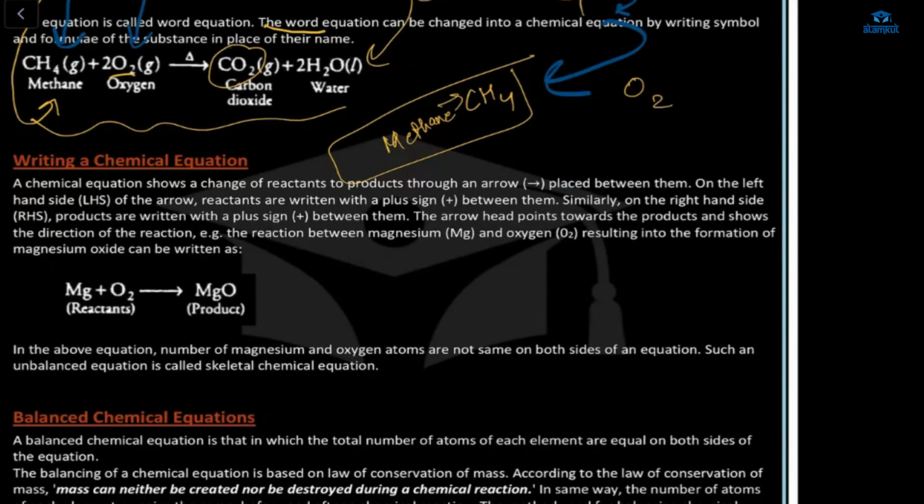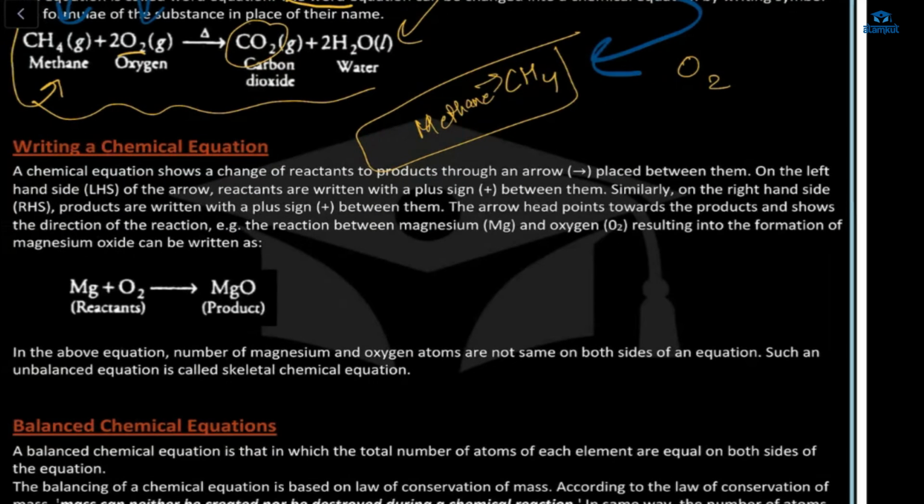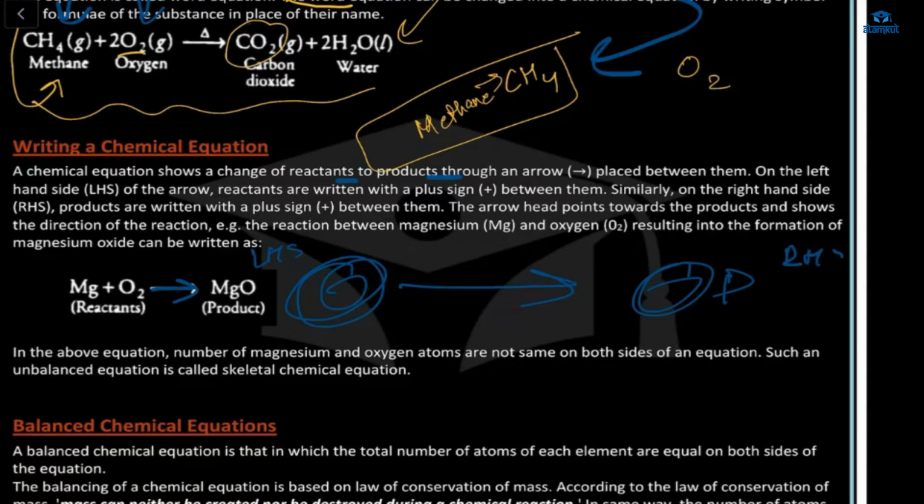So writing a chemical equation shows a change of reactant to product through an arrow. This all we know. This is the reactant side and this is the product side. This is the LHS and this is the RHS. On the left hand side of the arrow, reactants are written with a plus sign. This is my reactant. Similarly on the right hand side, the products are written with a plus sign between them. This is my product.